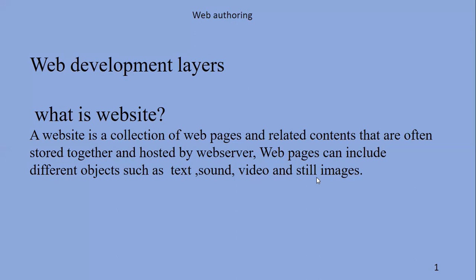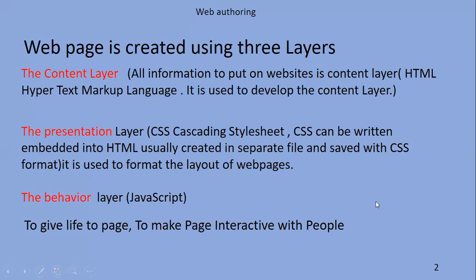It comes through different layers. Let's see and understand how many layers are involved. There are three layers: the content layer, the presentation or structure layer, and the behavior layer. All the information you wish to put on your website comes through the content layer. It is basically HTML, which is hypertext markup language, and it is used to develop the content layer.